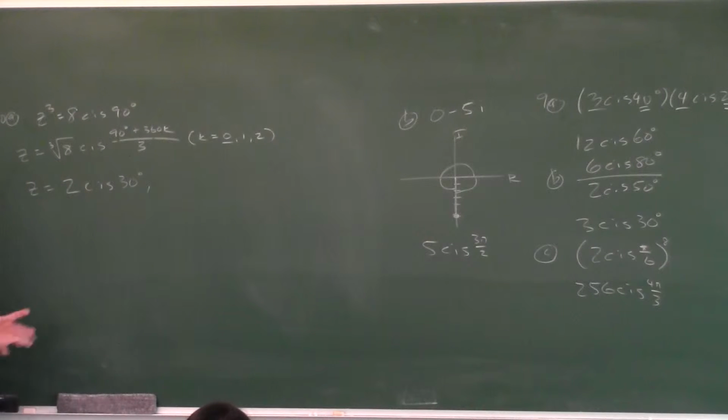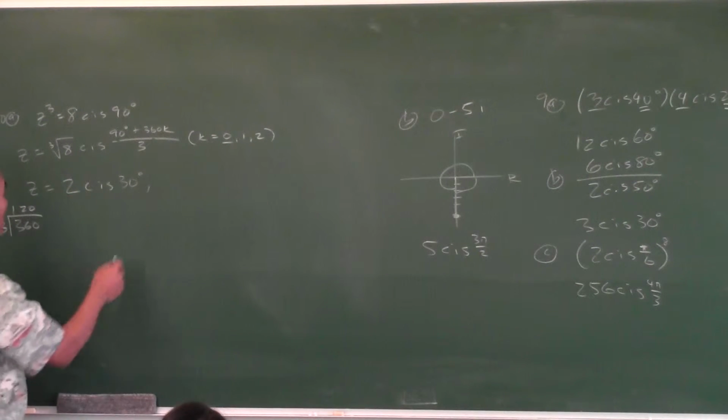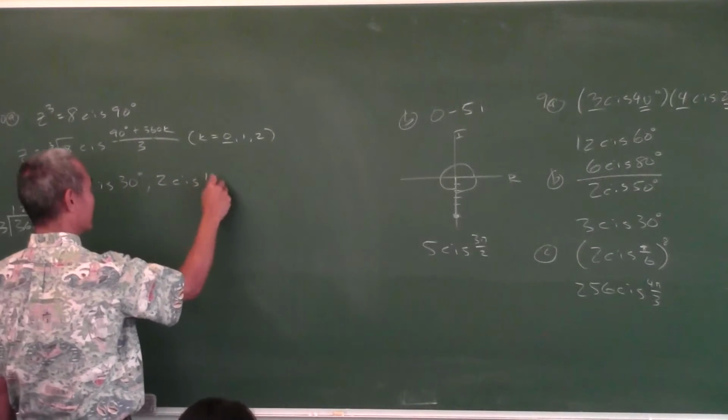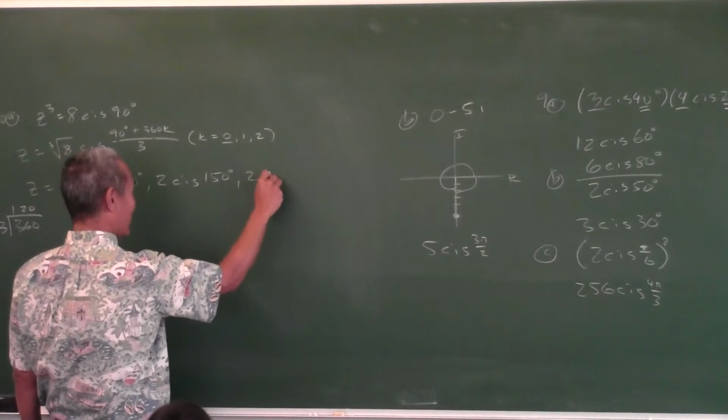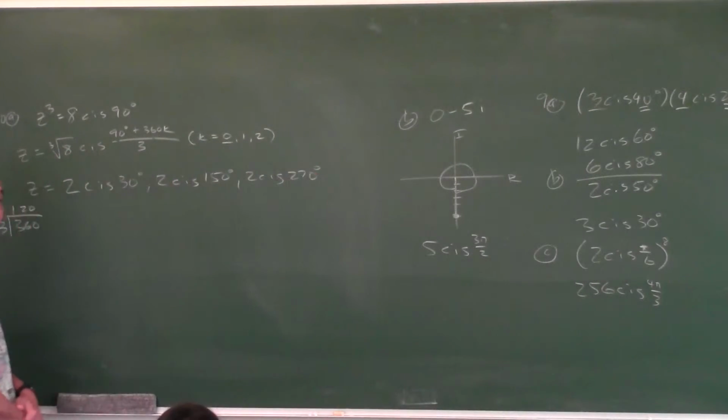Now remember, all the answers are equally spaced apart, so if you have 3 answers and they're all equally spaced apart, you go 360 divided by 3, what do you get? 120. So all the answers are 120 degrees apart. So once you find the first one, to get the next one, you just add 120 to that, 150, and then you add another 120 to that. 270, and there you go, those are your 3 answers.